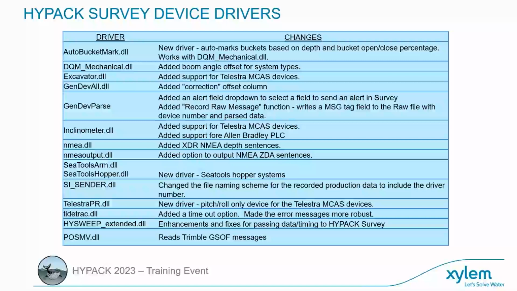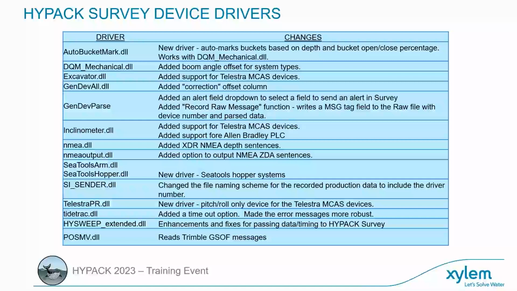And then the high sweep extend DLL, we actually have had that in there for a year or two. At least a year. It was originally created with the Norbit, but we've been using it with the Kongsberg systems and some other things, but we've also added passing. It was always passing the motion, position. Now it's also passing data and timing to HYPACK survey.